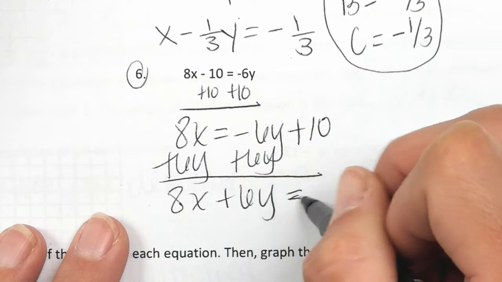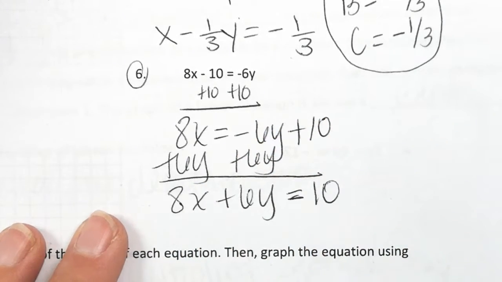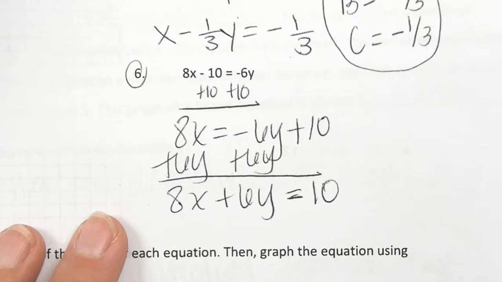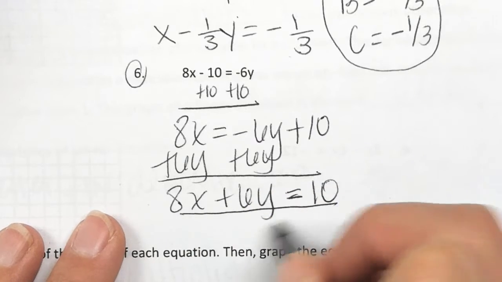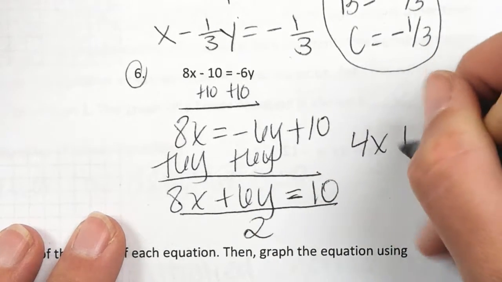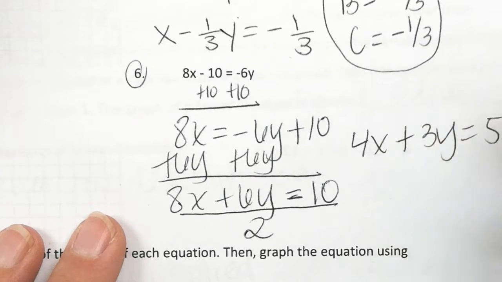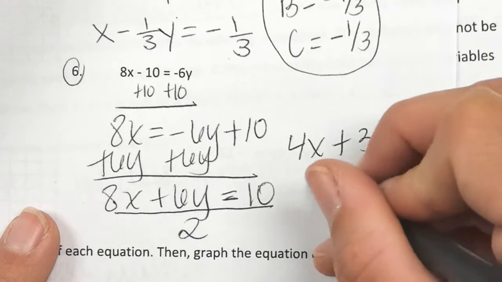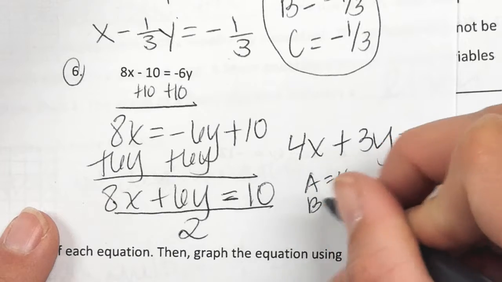Very good. Is this in standard form? No. What do we have to do? What are we missing? We have to find the greatest common factor. Good. They all have what in common? 2. So we need to take that out of everything. So we would have what? 4x plus 3y equals. Good. So now A is 4, B is 3, C.